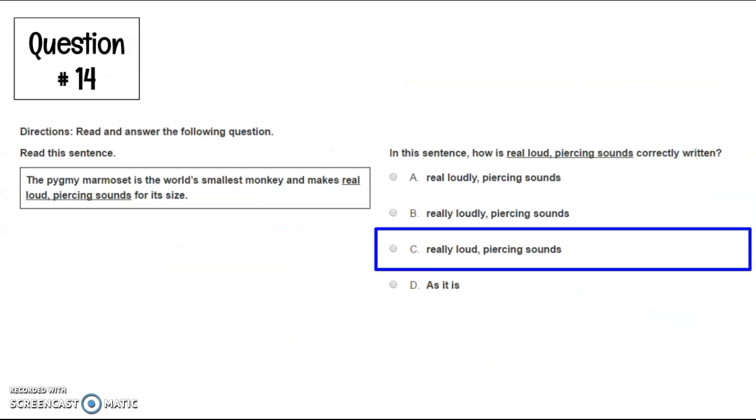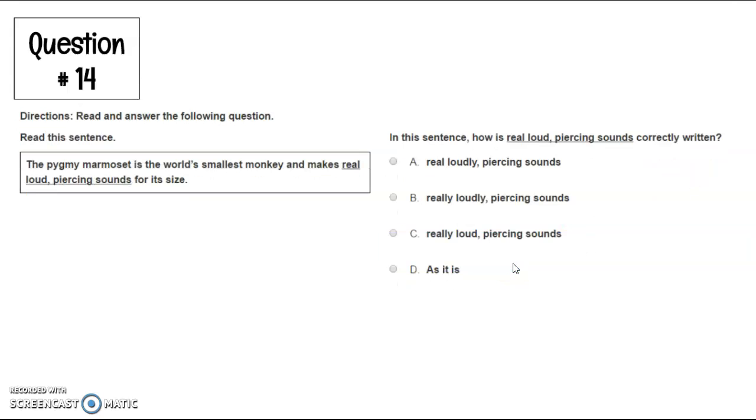All right, question number 14. Read this sentence. The pygmy marmoset is the world's smallest monkey and makes real loud piercing sounds for its size. In this sentence, how is real loud piercing sounds correctly written? So the answer is C. Let's take a look at why.